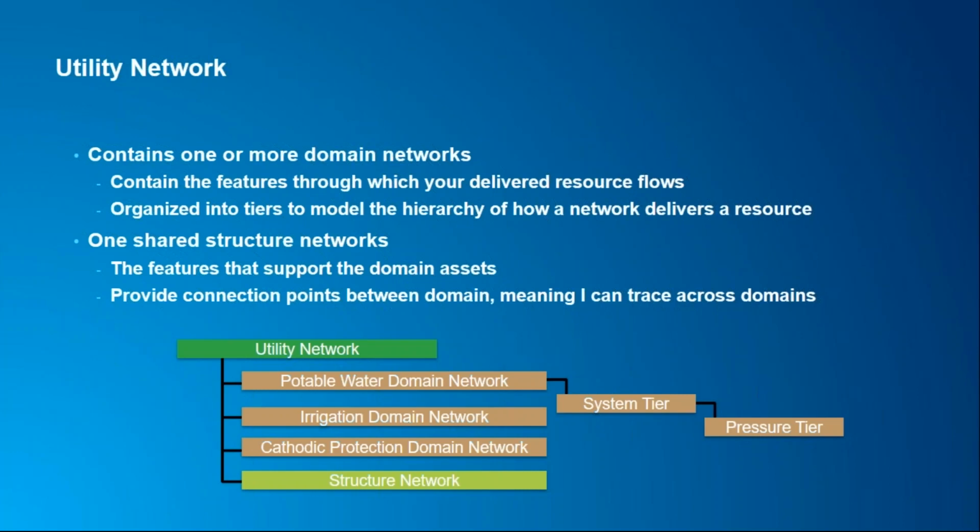Inside of those domains, we can also model different subsystems. In our picture at the bottom, you can see we have a potable water domain, and in there we have our system tier. That system could be the treated production, the treated distribution, or even the untreated or raw collection side. Inside of each of those systems, we can model different subsystems, such as a pressure zone, an isolation zone, or a DMA. And inside of each of those zones, we can have even smaller zones. So this hierarchical system allows us to model the different zones inside of a domain.